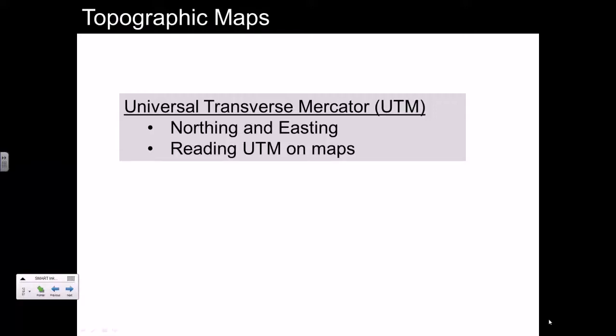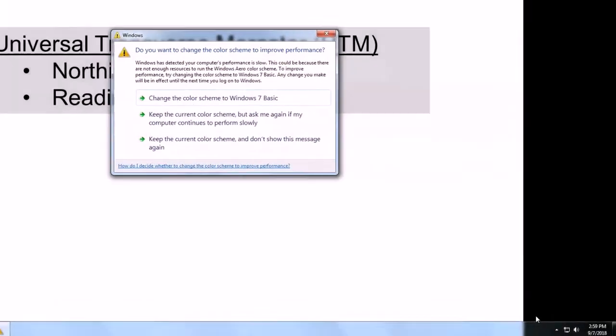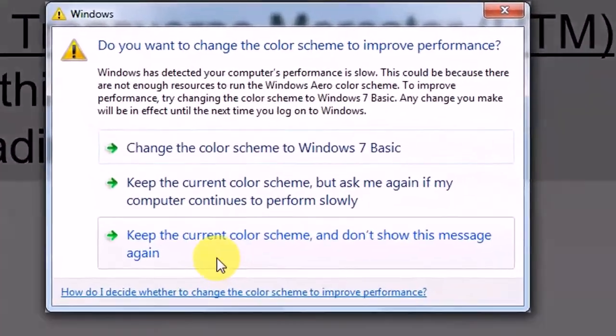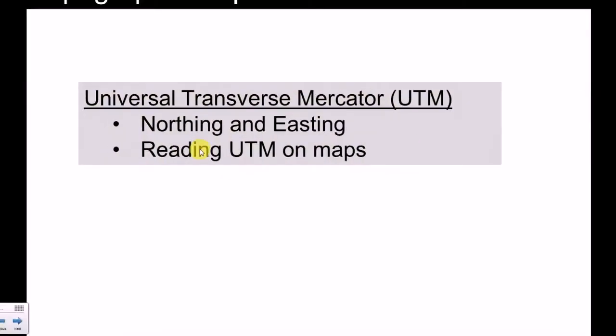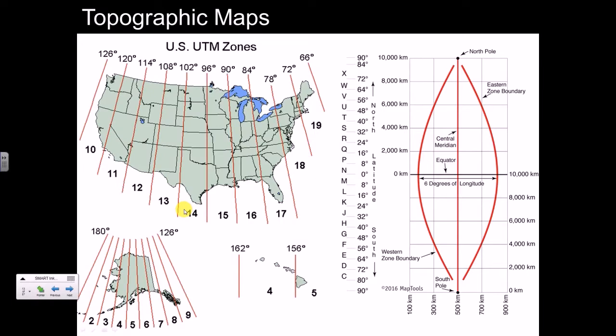Hello and welcome back to our discussion and demonstration of topographic maps. We'll be talking about the Universal Transverse Mercator System, or UTM grid. We'll cover the concept of northings and eastings, and then just simply reading UTM on maps. Later on, I'll show you how it's a useful type of grid for measuring distances, especially when there's not a map scale that's available for us to use.